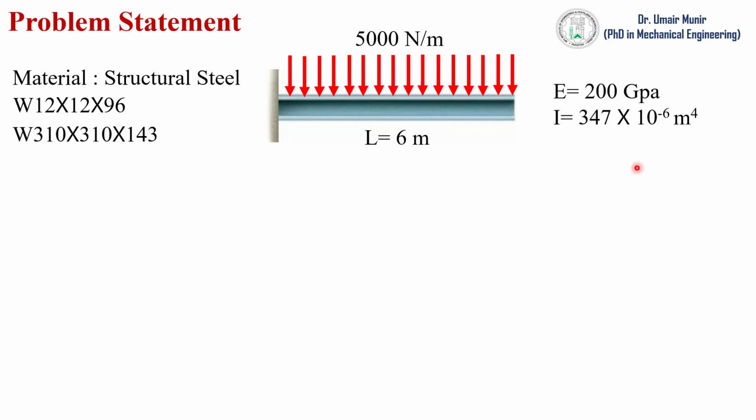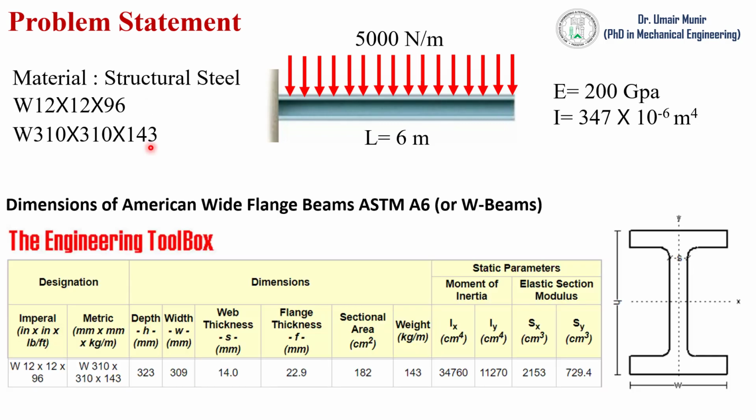In this video, we will analyze a cantilever beam which is subjected to a distributed load equal to 5000 Newton per meter. The material that we will use in this problem is structural steel having modulus of elasticity equal to 200 gigapascal. In this problem, we are using a wide flange beam. The detailed dimensions of this American wide flange beam are taken from a website, the Engineering Toolbox. The link to this page is given in the description of this video.